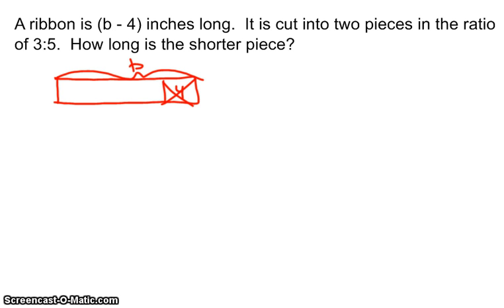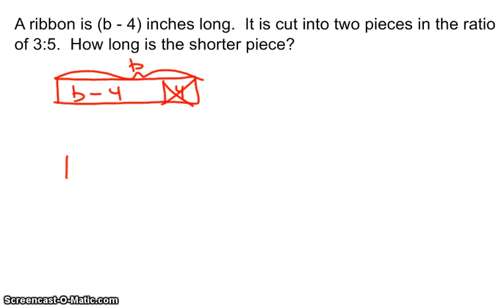When I'm trying to solve this, a lot of times I'll say, I got b, that's 4, so this is b minus 4. Let me back up a second. I'm left with b minus 4 because I lost 4. I want to take this and cut it into 2 pieces in the ratio of 3 to 5.